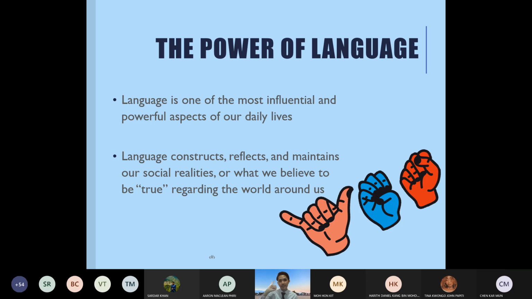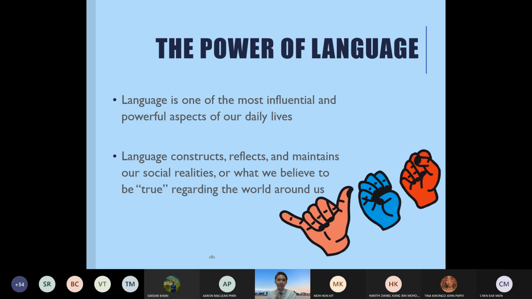Language is very influential. It's a very powerful aspect of our daily lives. And when it comes to language, it relates with a lot of different things. Our language reflects our social reality. What this means is how we view the world. And this is very important, especially for your symposium. How we view the world is very important because it's going to be reflected in our language.